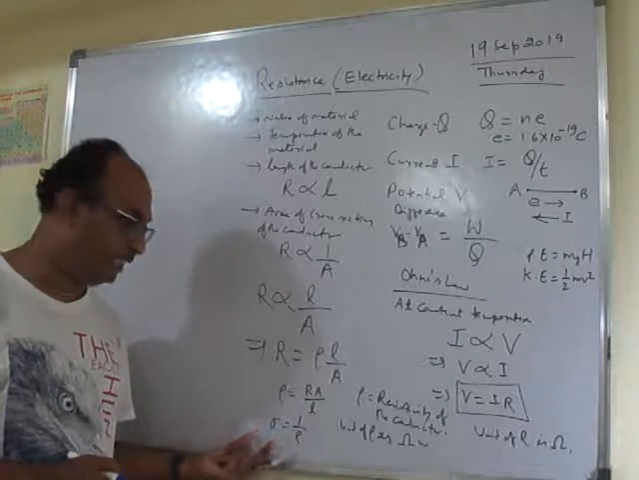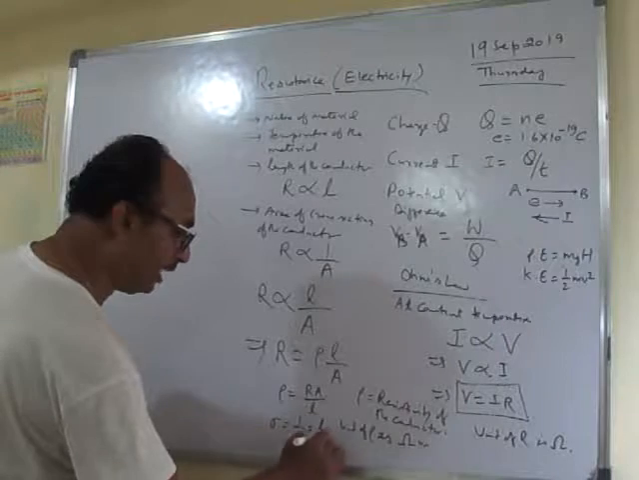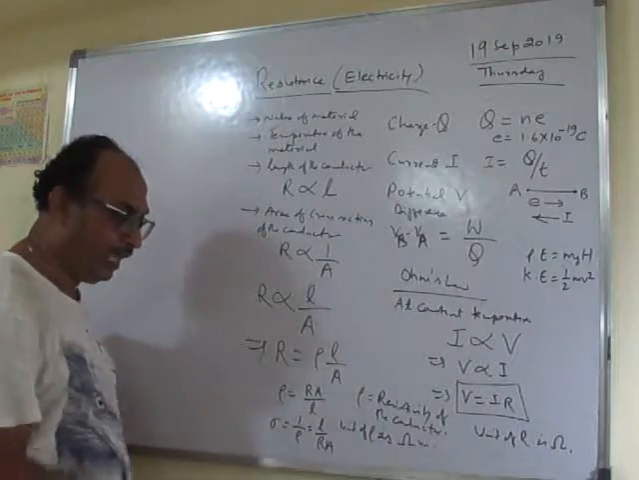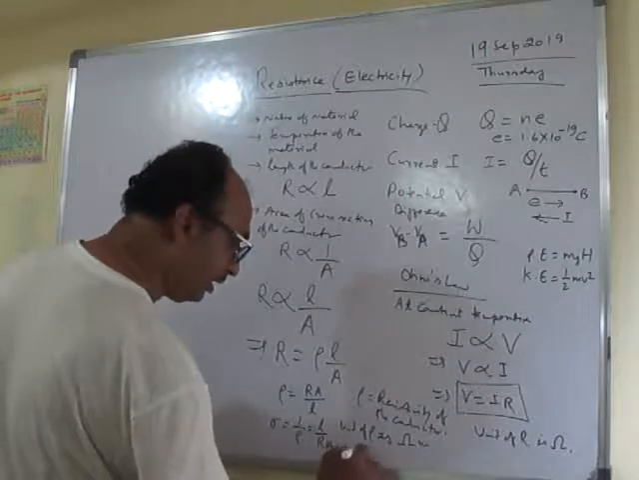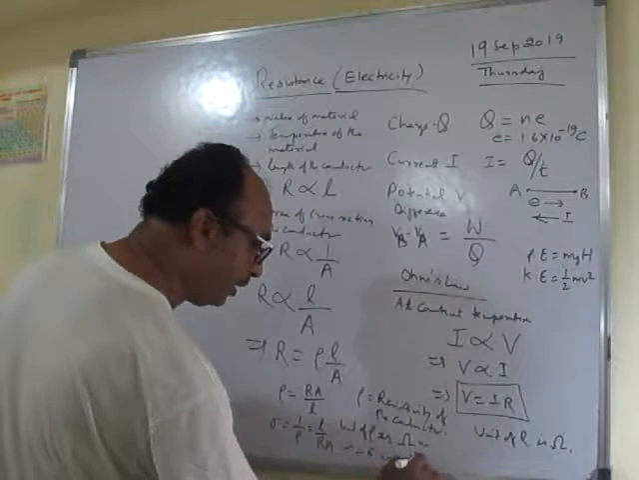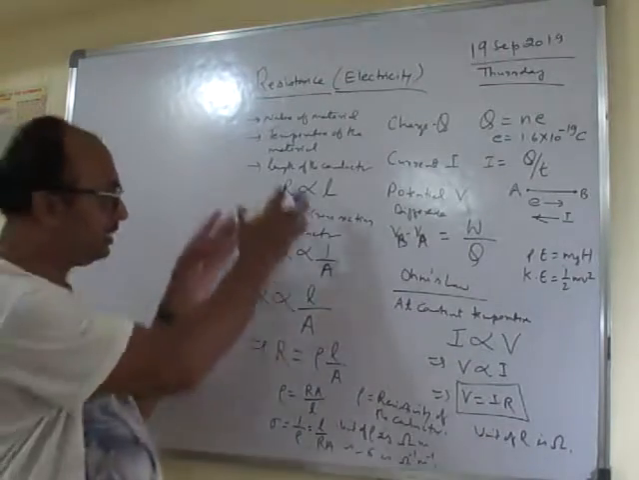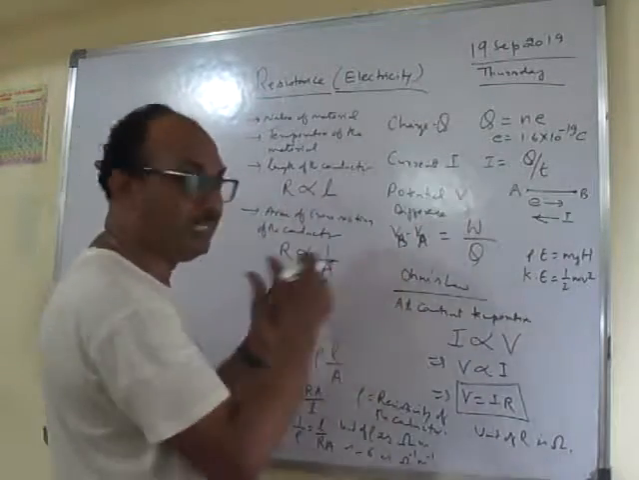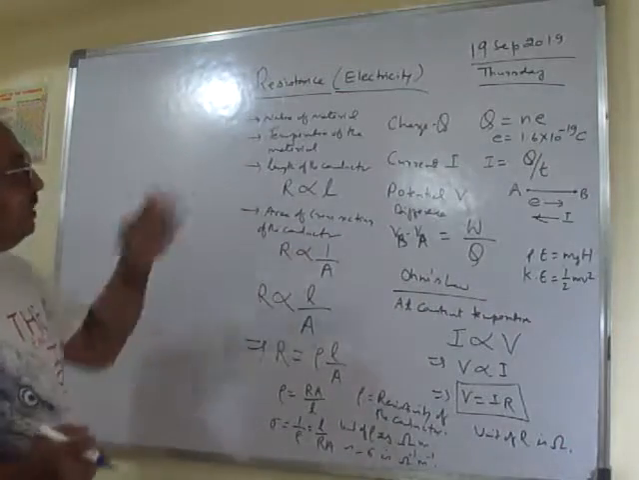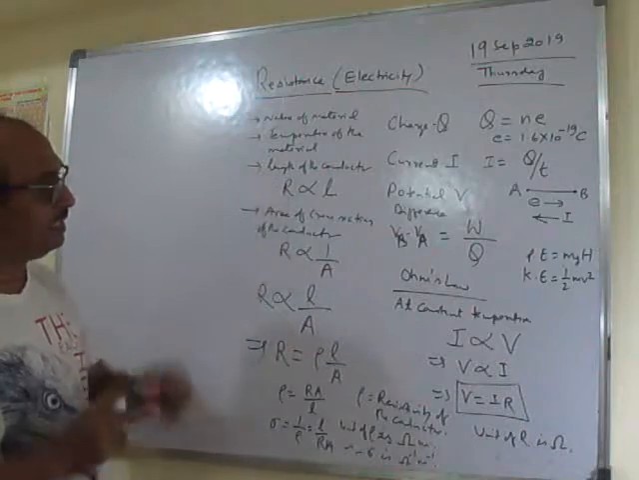The reciprocal of resistivity is called conductivity, which is denoted by sigma, and this becomes L by RA. Its unit is ohm inverse meter inverse. So these things we have already discussed.